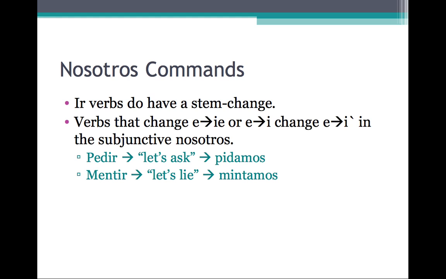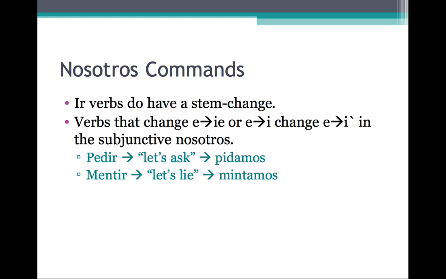Mentir, though, is an IR verb, but what type of stem change is it normally in the present tense? E to IE, okay? It goes like miento, mientes, miente, mentimos, mienten. And that's what would happen in the boot as well in the subjunctive, okay? It would be mienta, mientas, like if I told you don't lie, no mientas, okay? No mientas, or usted mienta. Okay, I'm telling Mrs. Frakes, just lie. Mienta. Okay, I wouldn't say that to her.